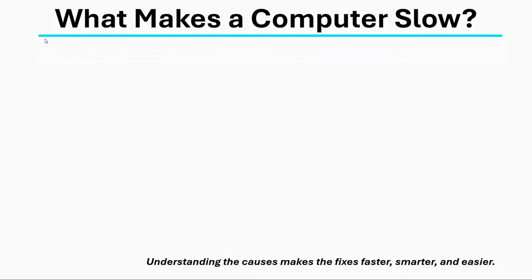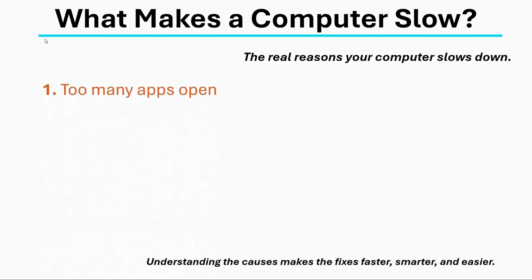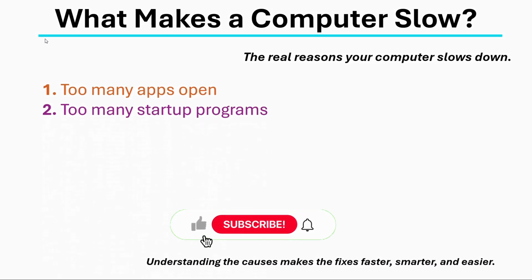Here are the reasons your computer slows down, and they line up exactly with what we saw in our small town analogy. Number one, too many apps open. When you open too many programs at once, they crowd the RAM the same way too many cars crowd the main road. Number two, too many startup programs. These are the apps that rush out of their houses early in the morning, pushing themselves onto the road before you have even started working.